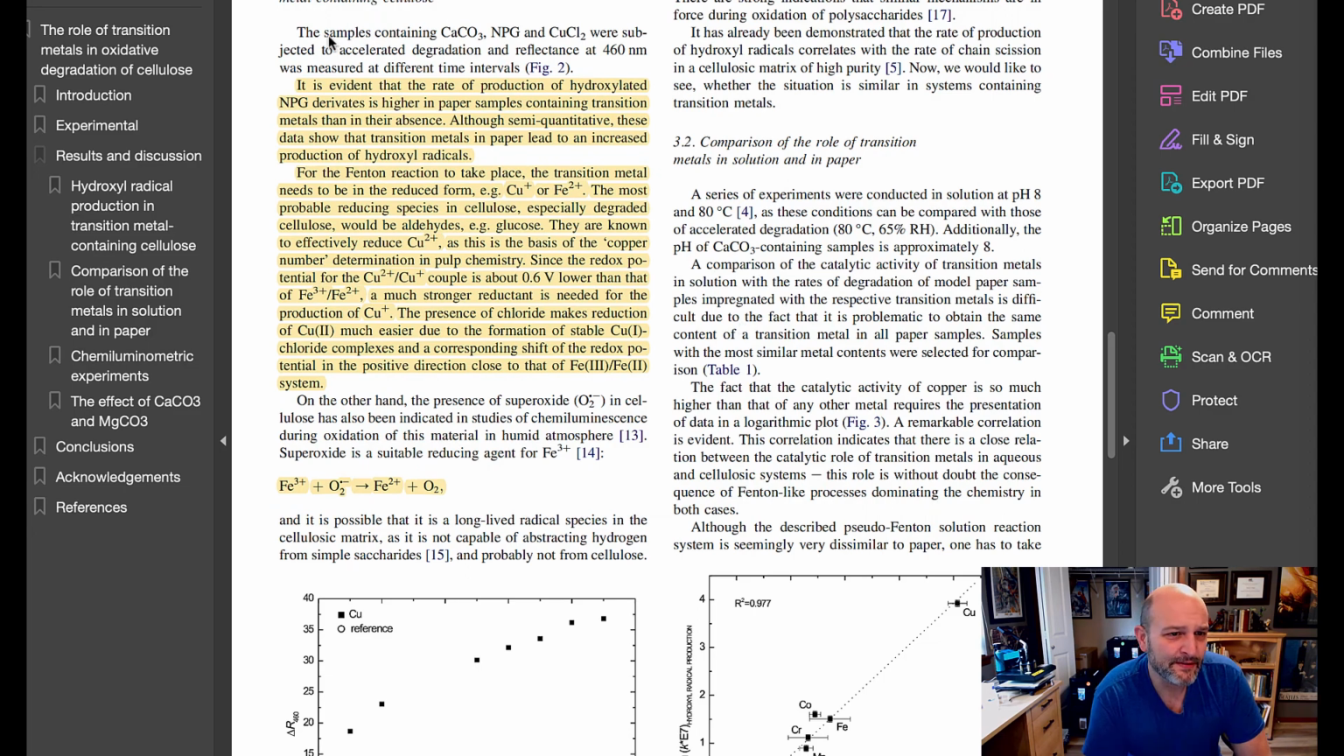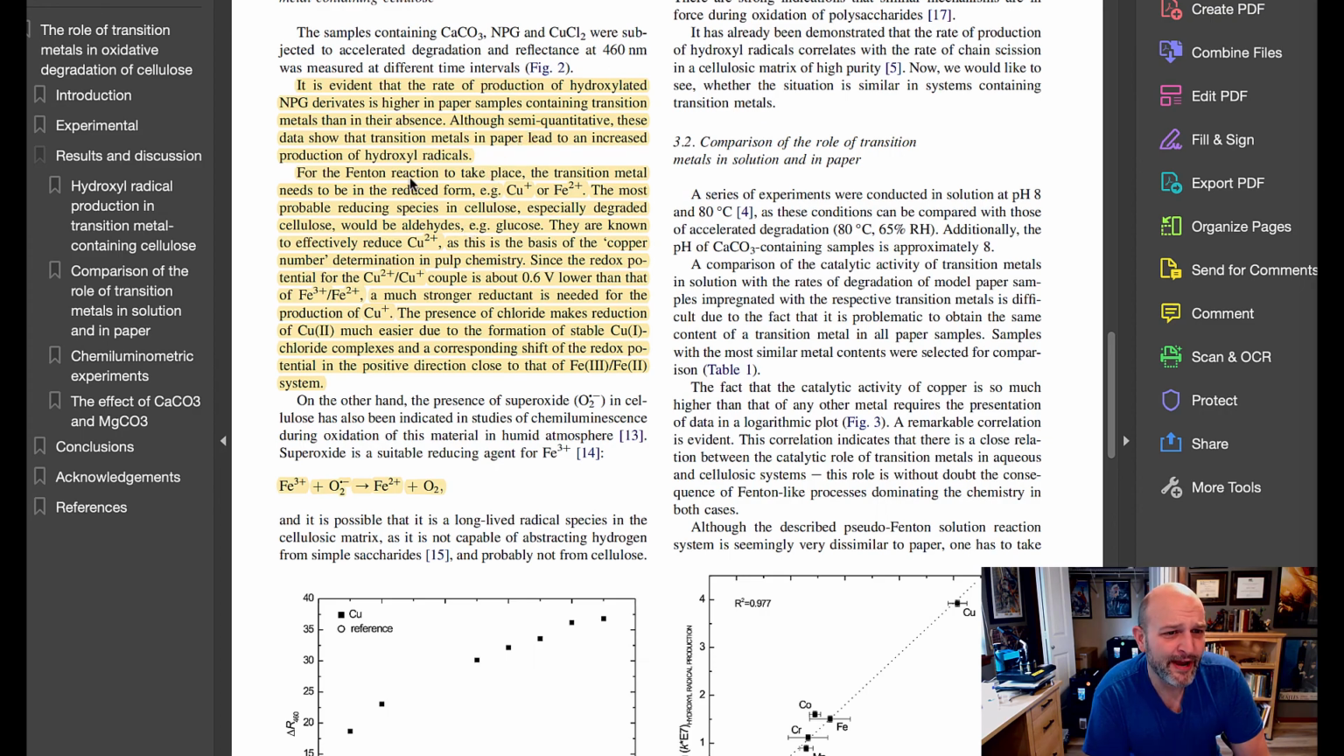And the samples containing calcium carbonate, NPG, which is neopentyl glycol. It's like a sizing type of agent that they normally use to help keep the paper flat and sort of protect it, and copper chloride, where they put these things on it and then subjected it to accelerated degradation. And they monitored the reflectance with chemiluminescence at 460 nanometers.